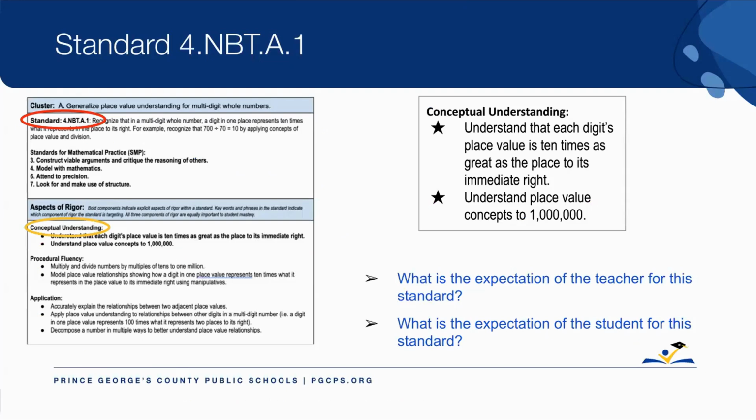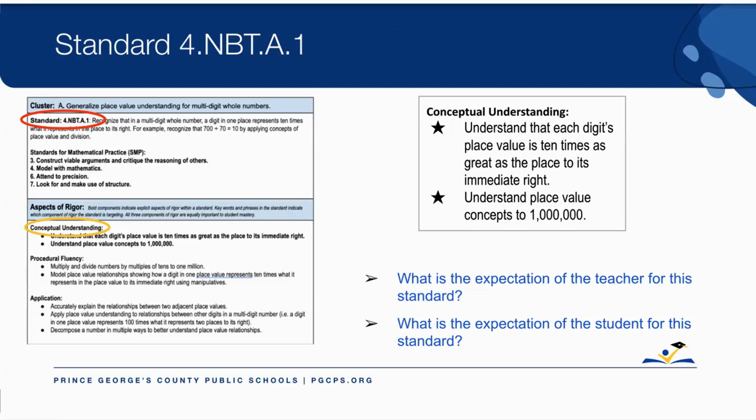Now we're going to take a look at Standard 4 NBT A1. Within each cluster, you'll find the standard. Standard 1. Recognize that in a multi-digit whole number, a digit in one place represents 10 times what it represents in the place to its right. For example, recognize that 700 divided by 70 equals 10 by applying concepts of place value and division.